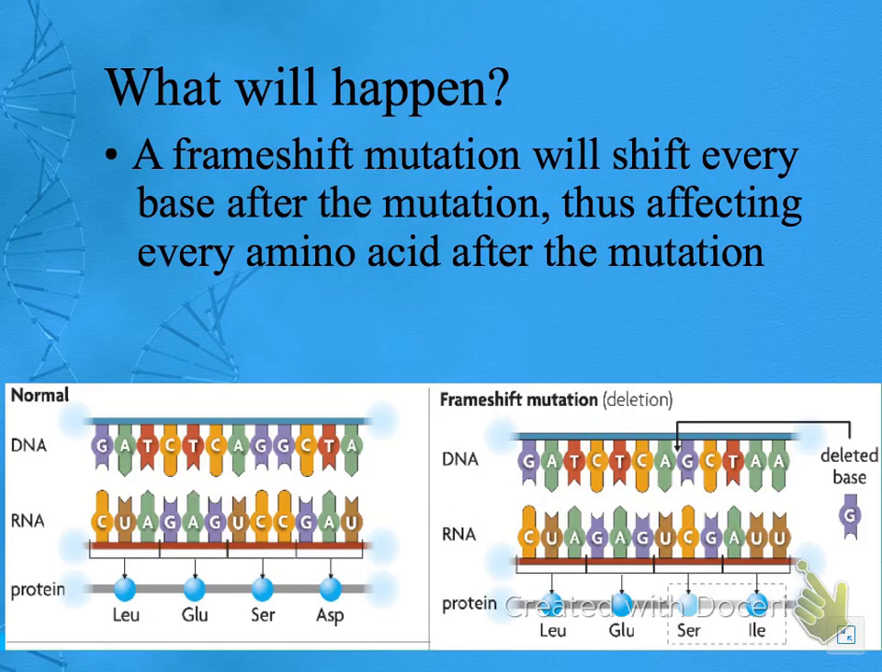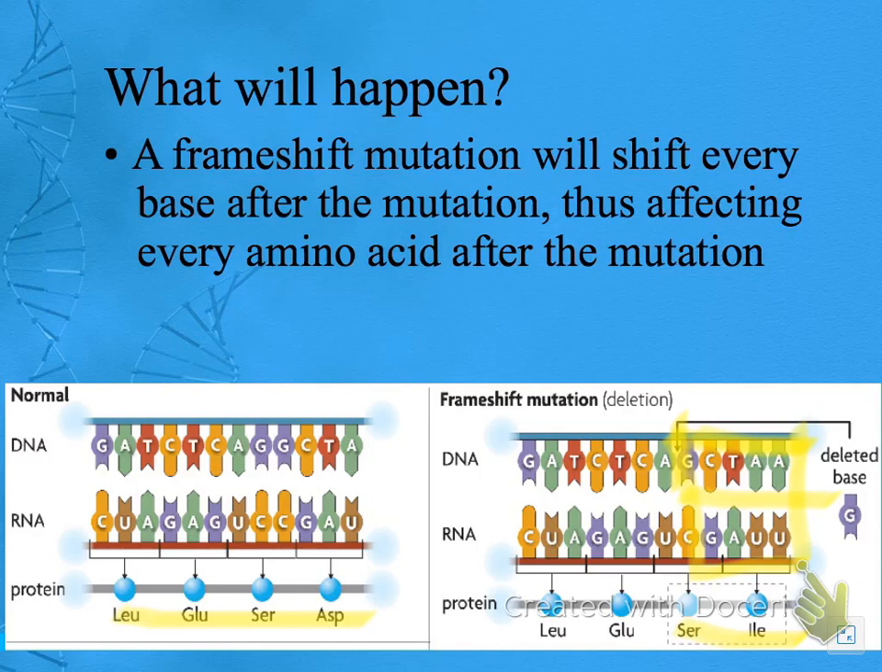So what's going to happen if you have a frame shift mutation? Well, everything after that base that gets moved is going to be mutated. It will affect every single amino acid after that one mutation. So if we go through and notice that there is a deleted base here, then all of this on both sides is going to be messed up. So instead of getting leucine and then all these other amino acids in a row right here, you'll notice that these last two are not the same as what they're supposed to be. It will wind up affecting the entire protein.